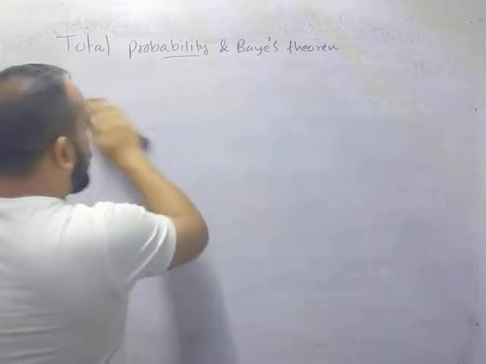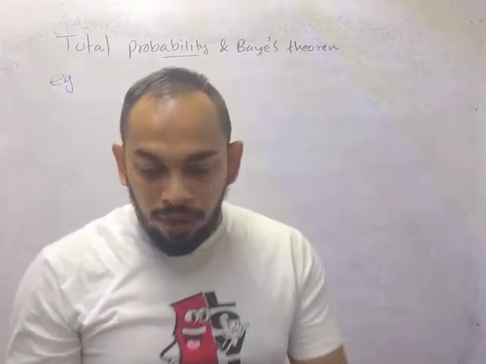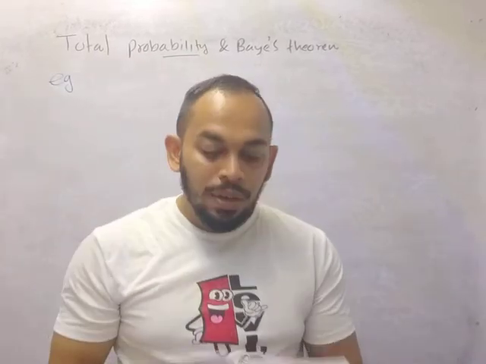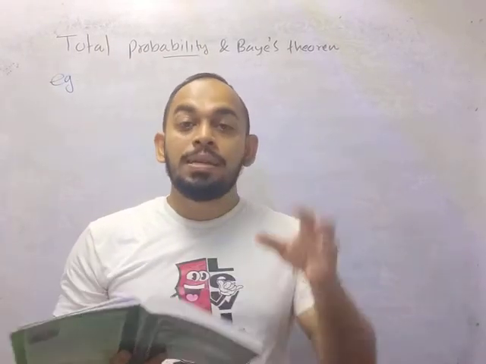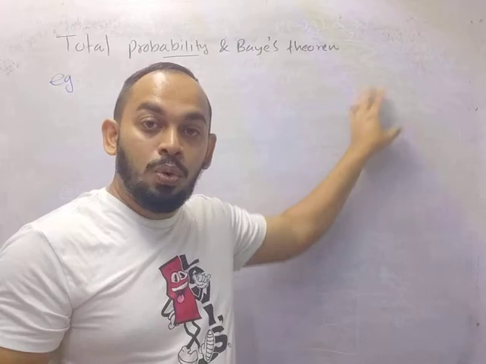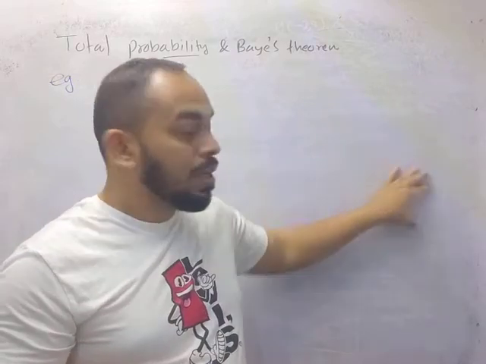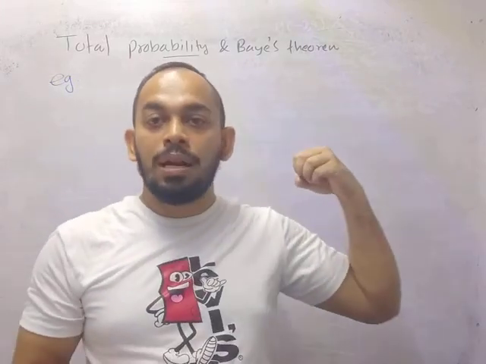Now let's write this down. So what we have to find is that if an item is selected at random, then... from the total production, these produced items, one is picked randomly.